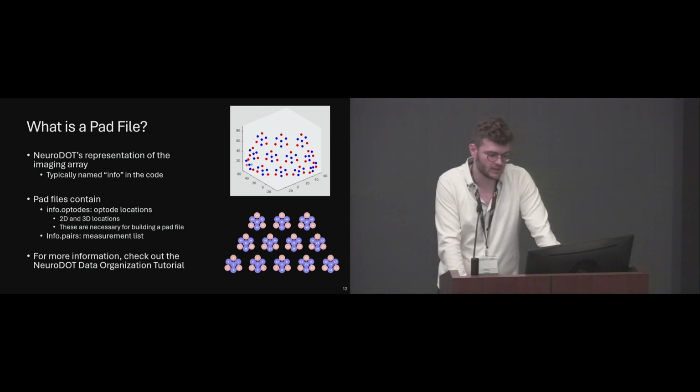And then lastly, we have info.pairs, which is your measurement list. Your source detector pairs all together, wavelengths, and everything else. If you have any more questions on what is the pad file, how is NeuroDOT's data organized, I highly recommend checking out the NeuroDOT data organization tutorial.